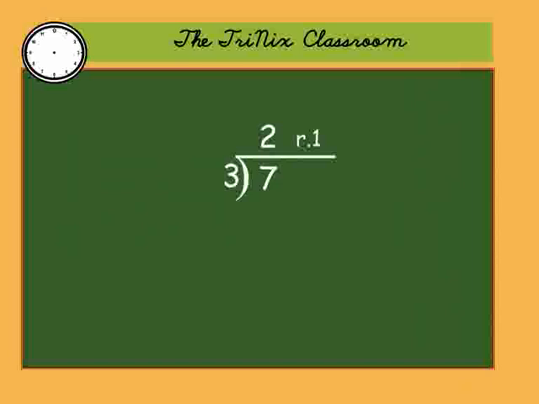First, let's start by identifying the parts of long division. The big number that we're dividing is called the dividend. The number that we're dividing the dividend by is called the divisor. Our answer is called the quotient. And in today's lesson, we're introducing the remainder, which is the amount that's left over after we have divided the dividend by the divisor.